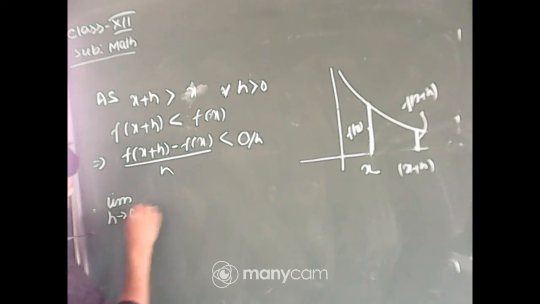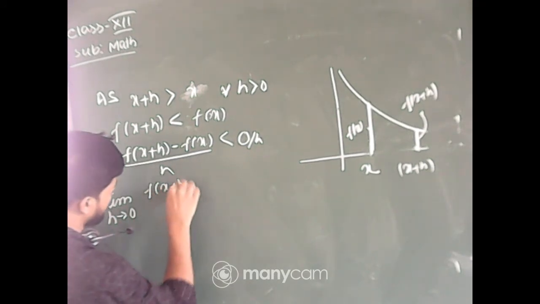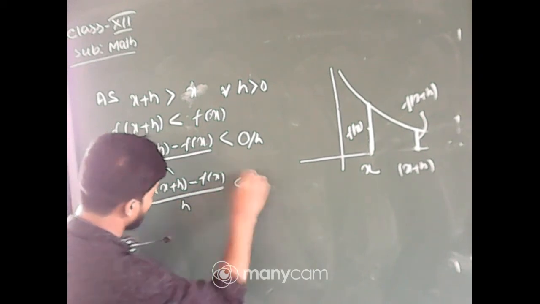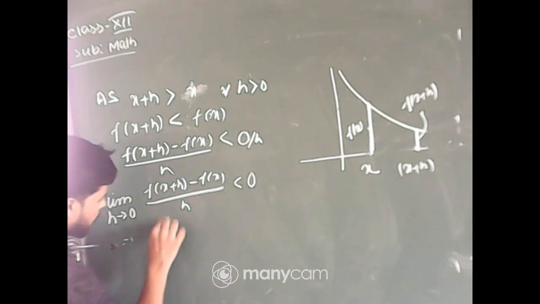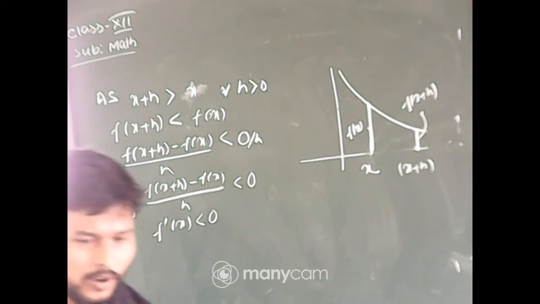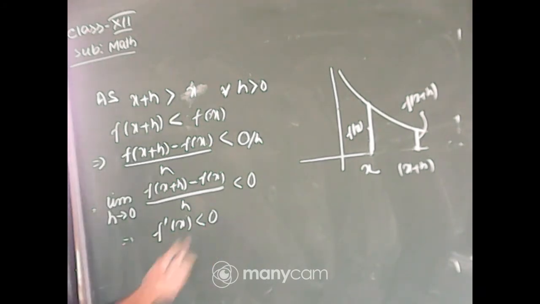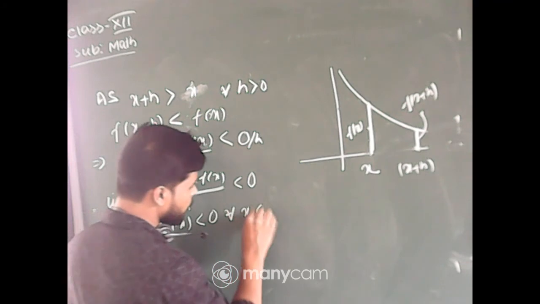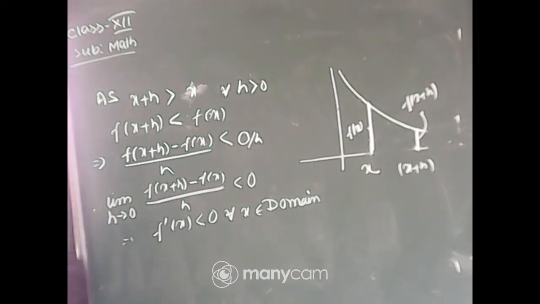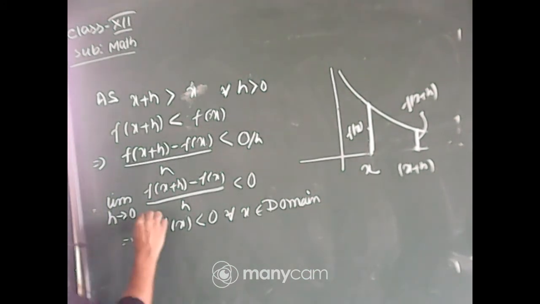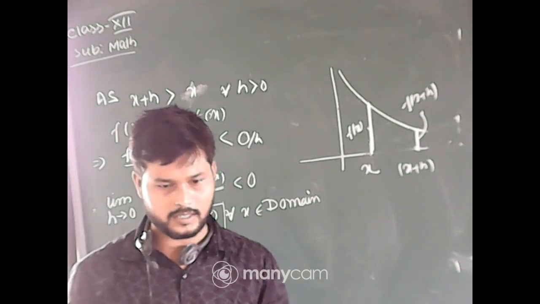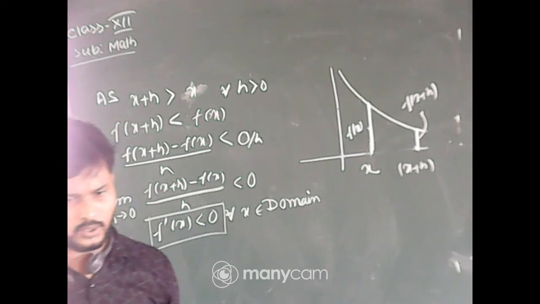Limit h tends to 0, f of x plus h minus f of x by h is less than 0, and this term is actually f dash x less than 0. So a function is a decreasing function when f dash x is less than 0 for all x belongs to its domain. Okay, so these are the two mathematical formulas to check whether a function is an increasing function or a decreasing function. Understood?